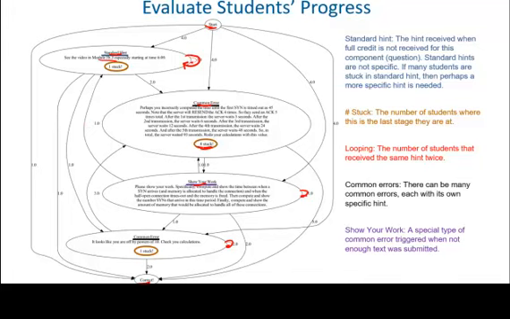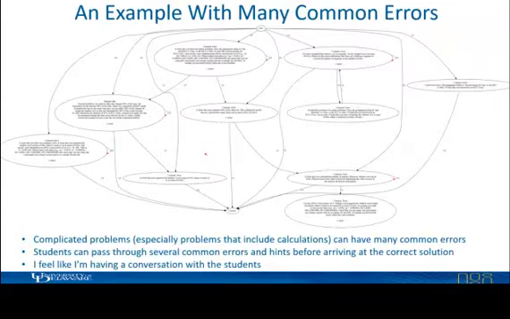And students sometimes give up. We see that one person gave up here, 4 gave up here. That's not good. Here's a bigger question, or a more complicated question. Lots of hints that we give to guide the student to the final solution.